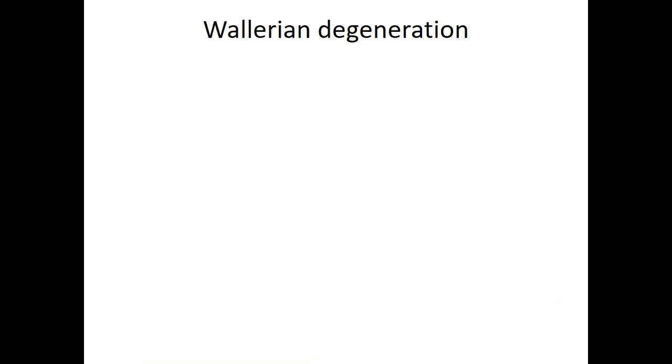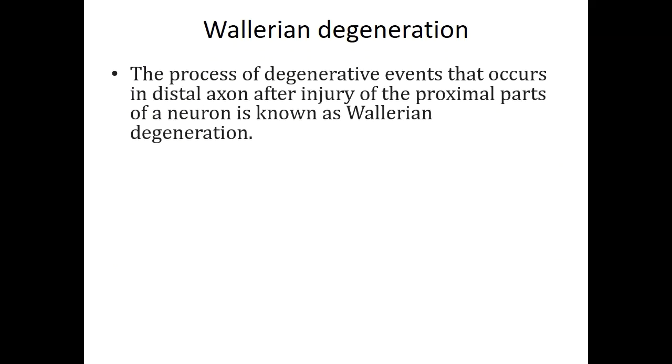So what is Wallerian degeneration? The process of degenerative events that occur in the distal axon after injury to the proximal parts of the neuron. Note, it is a degenerative process that involves the distal axon due to the injury to the proximal neuron. Okay.